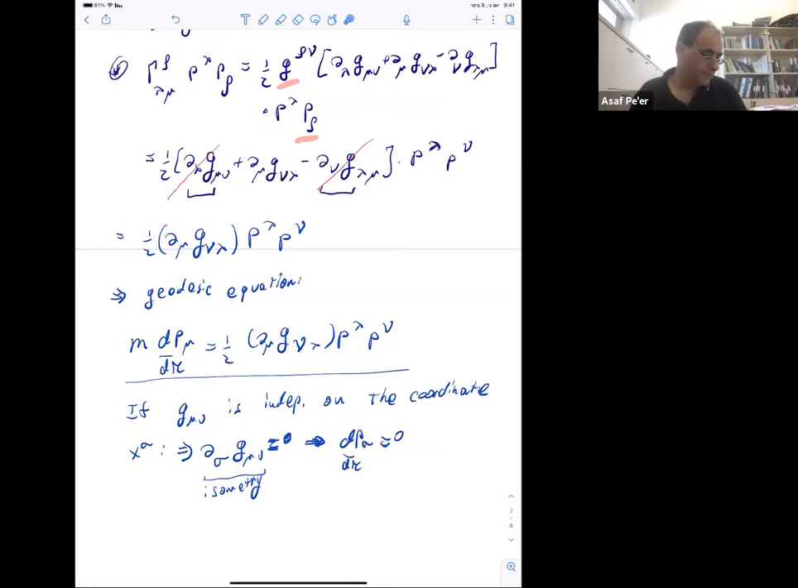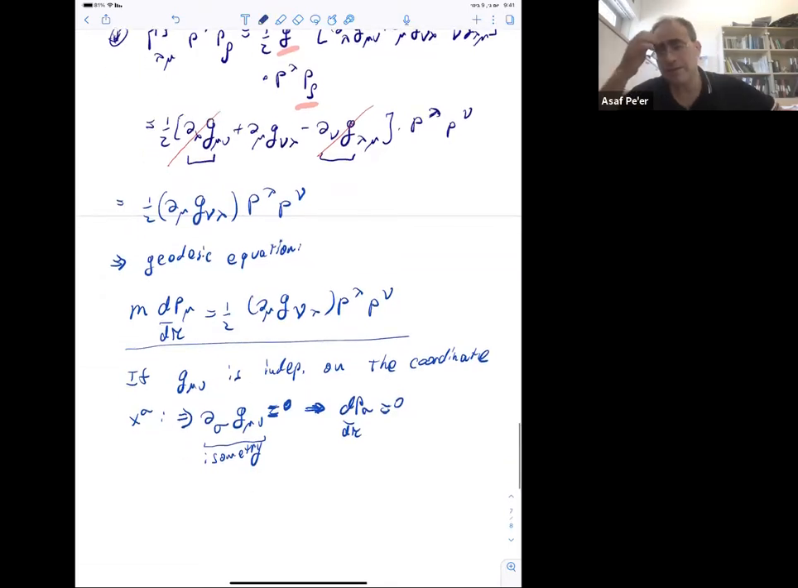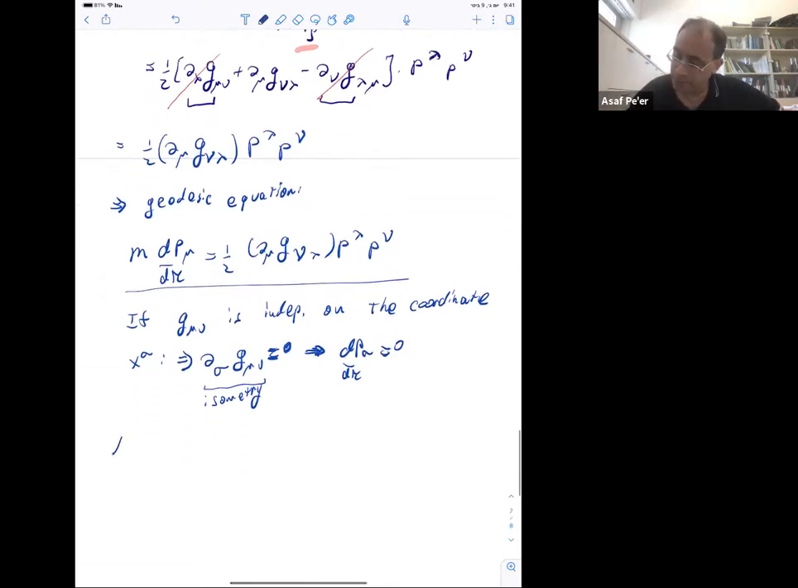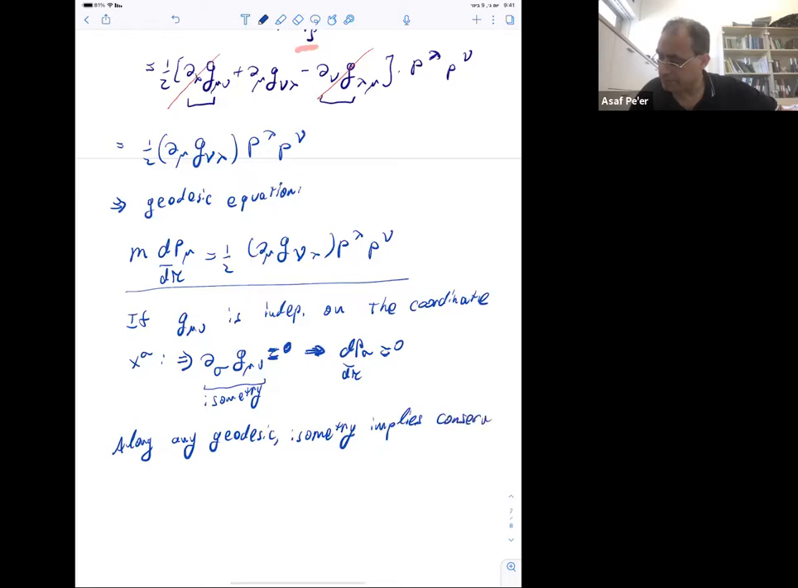So here I just proved to you. Now, this result holds along any geodesic. So along any geodesic, isometry implies conservation of momentum. Now, if you notice, we did it for a time-like geodesic, but it's true for any geodesic.